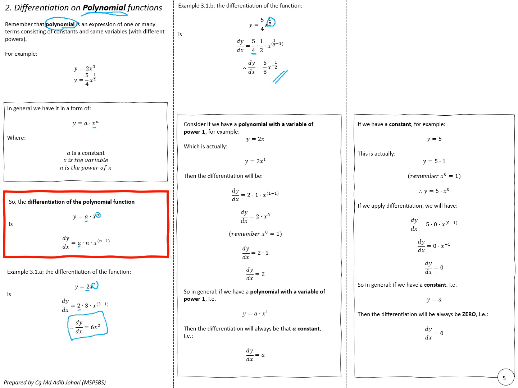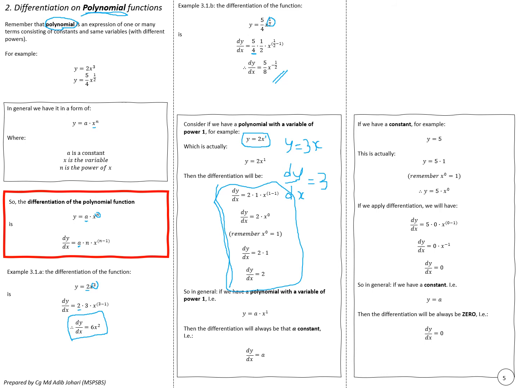There are a few things that you need to take note of. The first one, if you have a polynomial function, for example, y equals 2x, which is x to the power of 1, if you differentiate this, it's always going to be 2. If you have y equals 3x, you'll get 3. If you have 5x, you'll get 5, and so on. Do you get the pattern? This is the reason behind it. Just have a look and try to understand that.